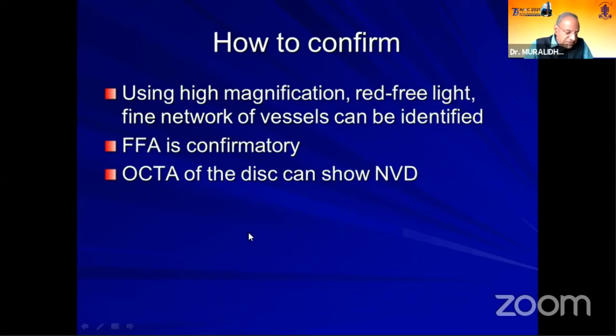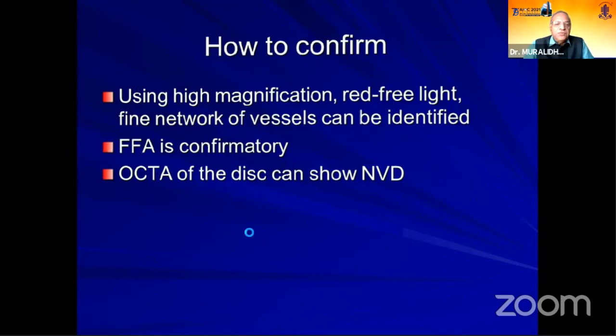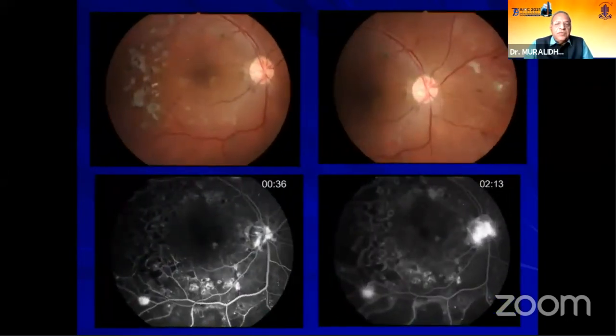And we have used this in clinical situations where we suspected the presence of NVD. This is, of course, if you look at clinically, the NVD in this eye is not very obvious. However, when you do the fluorescein angiogram, you see the leakage from new vessels on the disc, and also there is another NVE along the inferior arcade. So FFA is the gold standard.